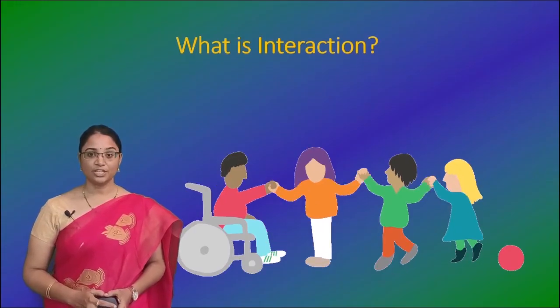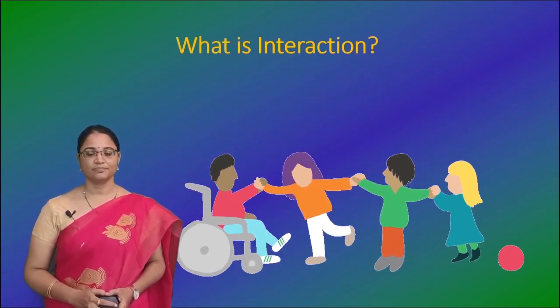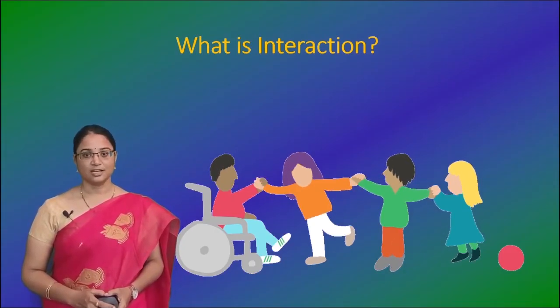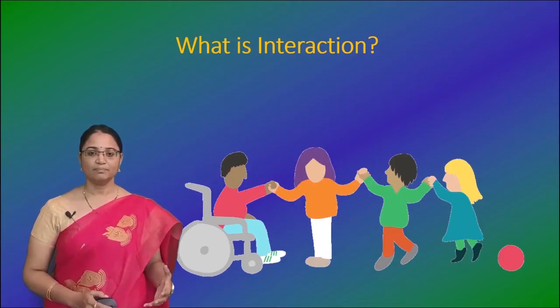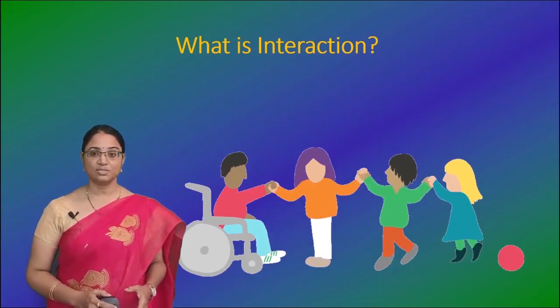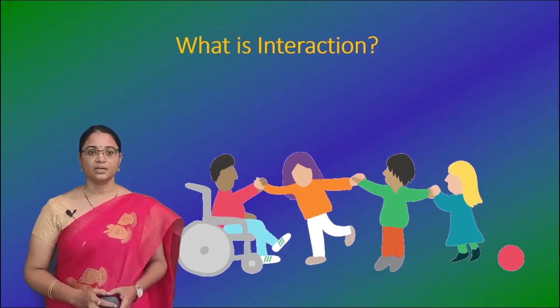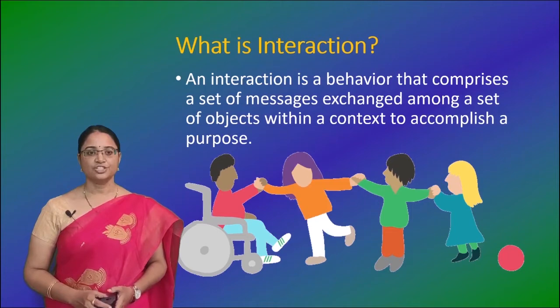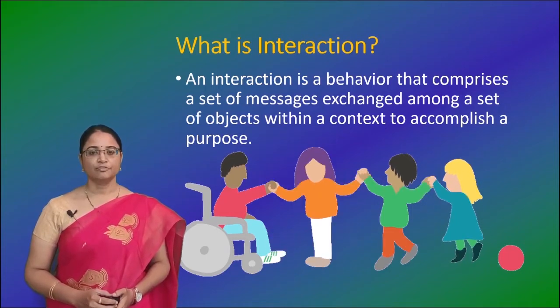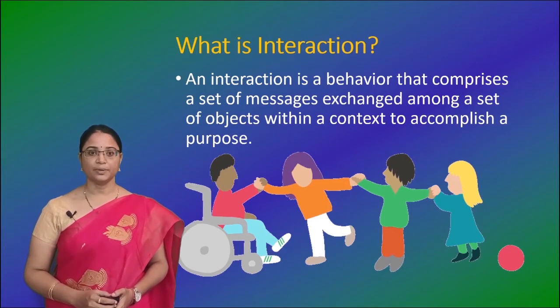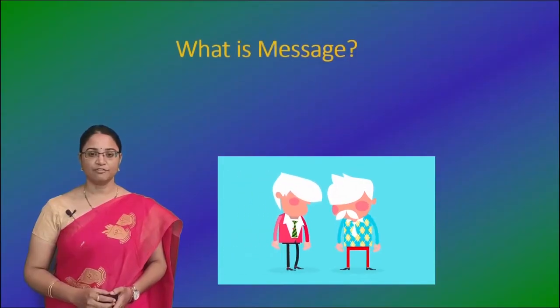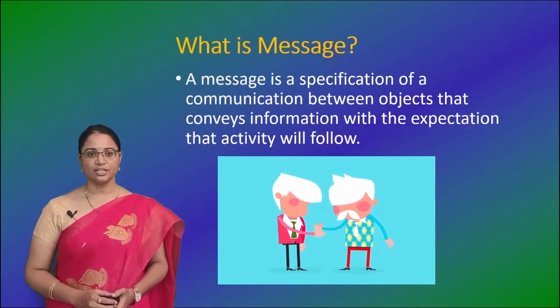And let me start with a question. What is interaction? In every interesting system, objects don't just sit idle. They interact with one another by passing some message in order to achieve some purpose or some behavior. An interaction is a behavior that comprises a set of messages exchanged among a set of objects within a context to accomplish a purpose or behavior. A message is a specification of communication between the objects that conveys information with the expectation the activity will follow.